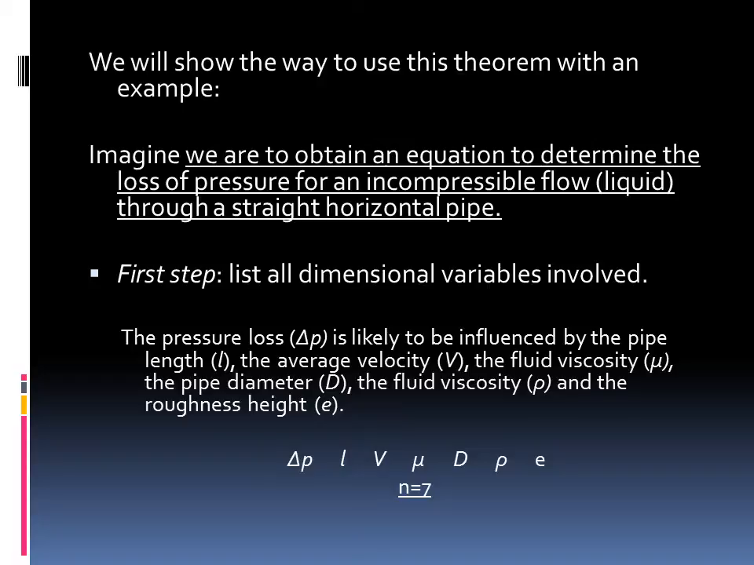We must take into account every single variable that we think will influence the system. In this case, we can think that the pressure loss is likely to be influenced by the pipe length L, the average velocity V, the fluid viscosity mu, the pipe diameter d, the fluid density rho, and the roughness height E. That makes n equal to 7 dimensional variables involved.